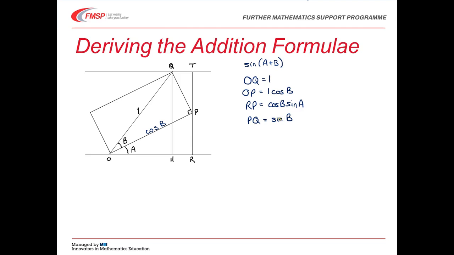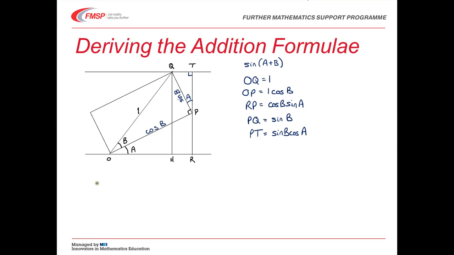Now look at triangle PQT. We've just found length PQ, that's equal to sine B. The angle at T is a right angle, and the angle at P is the same as angle A. That means that length PT is equal to sine B, the hypotenuse, cos A. Pause the recording to check you agree with all of these.